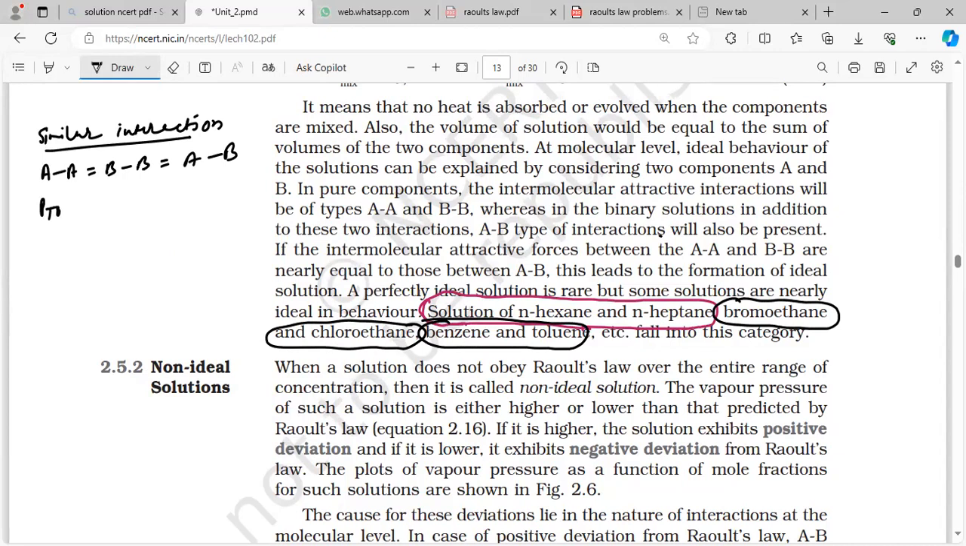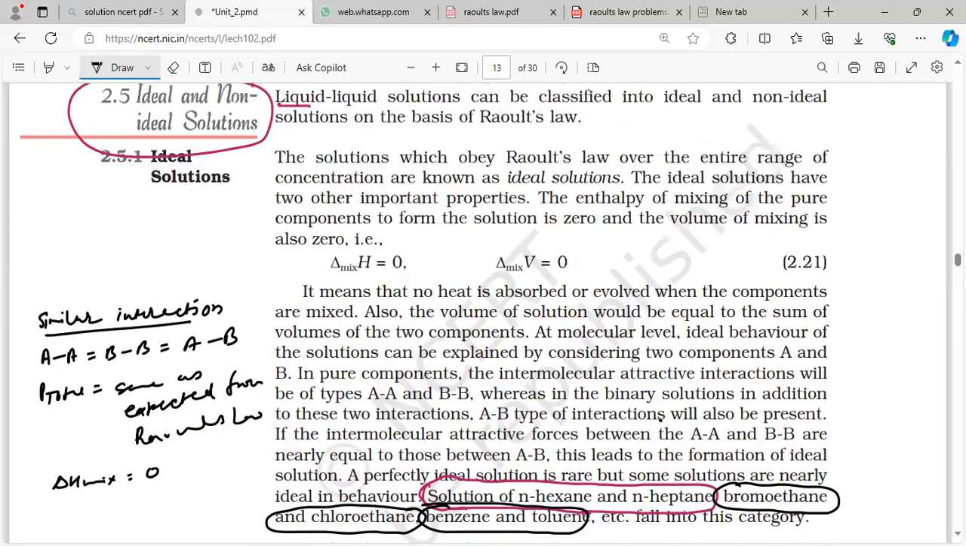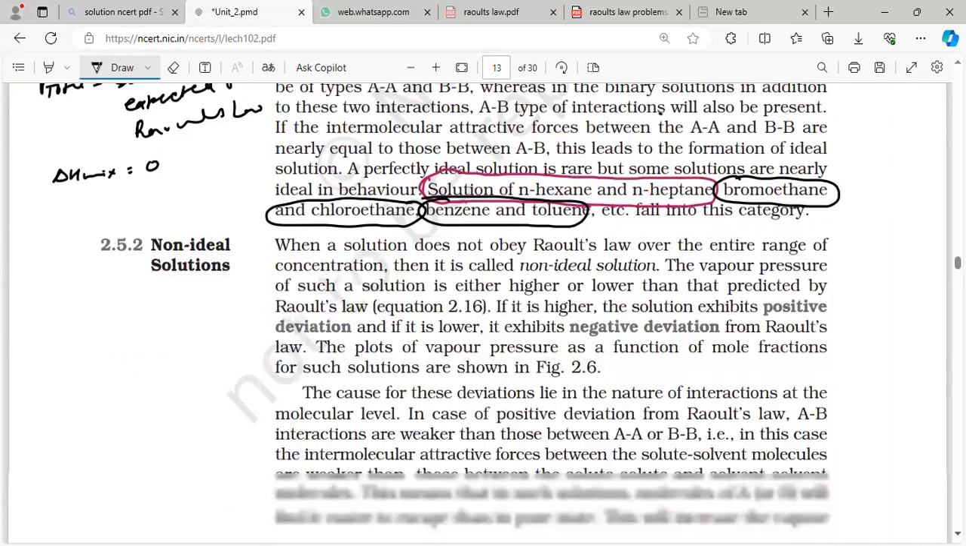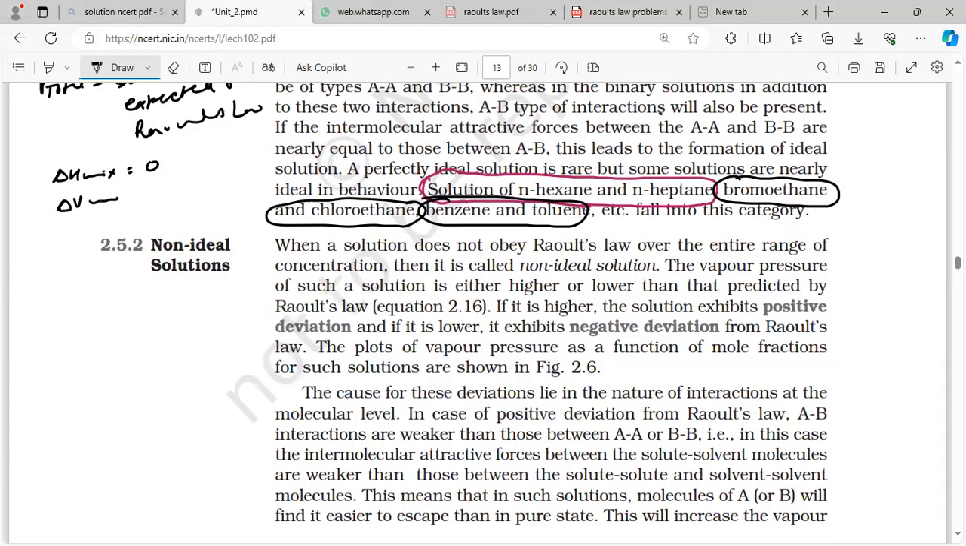And that P total will be the same as expected from which law? Raoult's law. Delta H mixing will be how much? Zero, meaning no energy will be liberated. The enthalpy of mixing of the pure components to form the solution is zero. No heat release, no heat absorbed. Volume of mixing will be zero, there will not be any change. So delta V mixing will also be zero. Are you getting this? Yes.